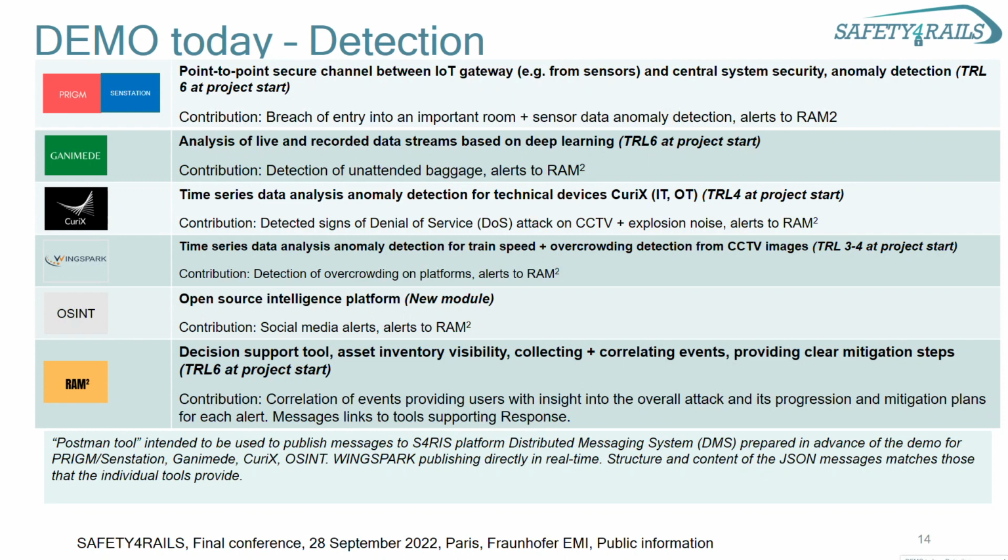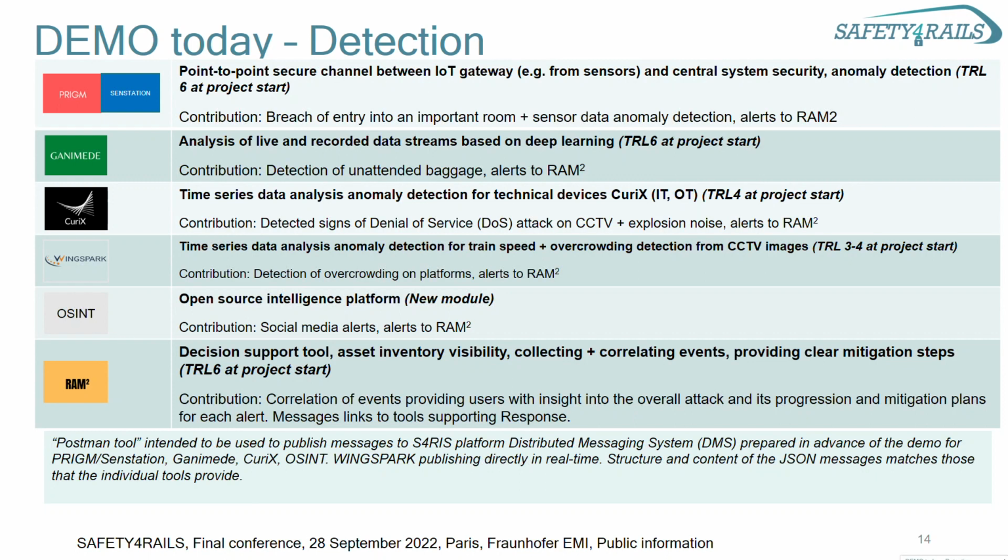In the detection phase, we have 2 tools which are called Prime and Sense Station that establish a secure communication channel, for example, from sensors to the central system. And it's also possible to use an anomaly detection method, which is called bootstrapping, to identify data which is not expected. The Ganymede tool uses deep learning to detect unattended baggages.